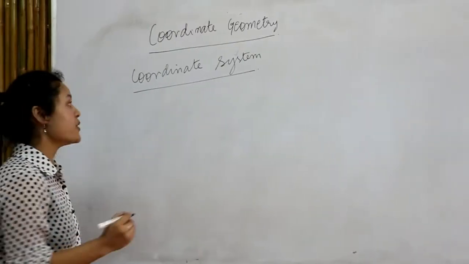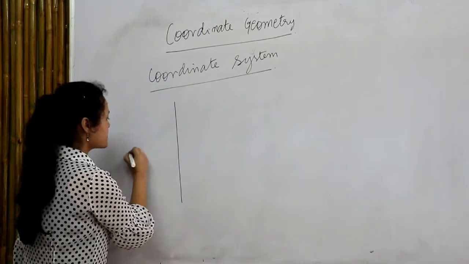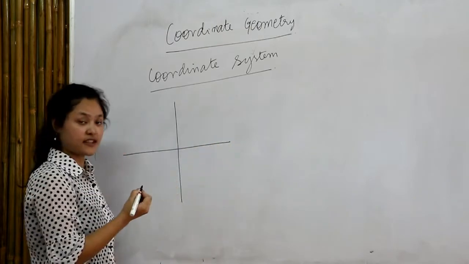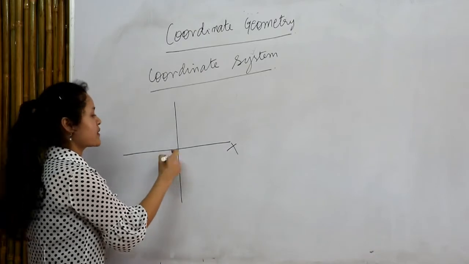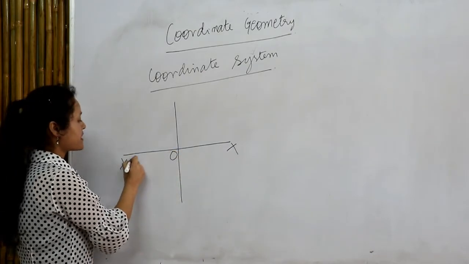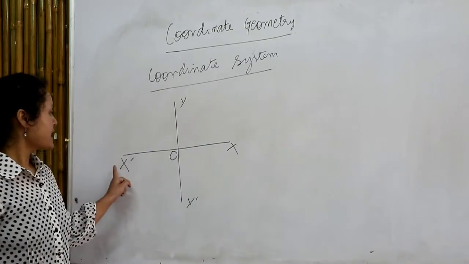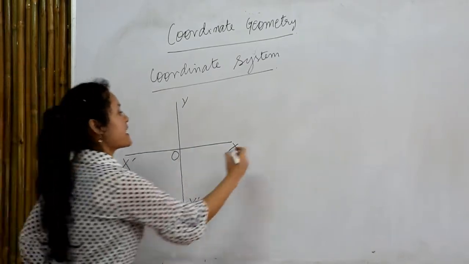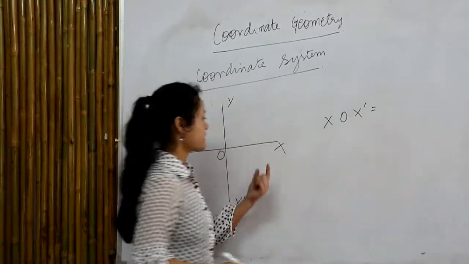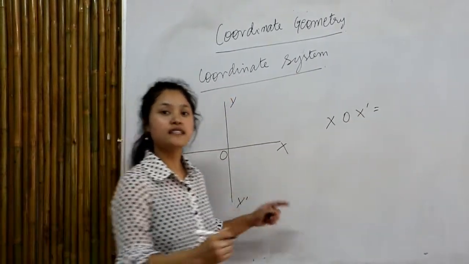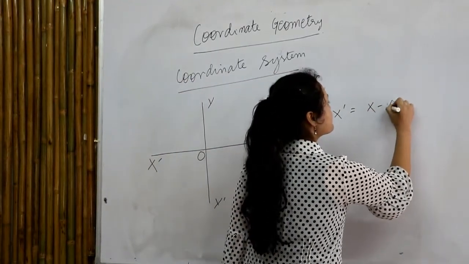First of all, I will consider two perpendicular lines. These two lines are perpendicular to each other. Let me denote them by X, O, X prime, Y, then Y prime. This line X prime X we call the x-axis.